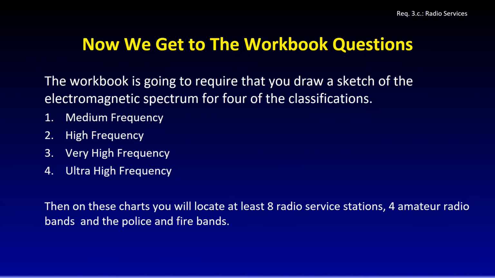Now we get to the workbook questions. The workbook is going to require that you draw a sketch of the electromagnetic spectrum for 4 of the classifications: medium frequency, high frequency, very high frequency, and ultra high frequency. Then on these charts you will locate at least 8 radio service stations, 4 amateur radio bands, and the police and fire bands. I'll show you how to do that in the next few slides.